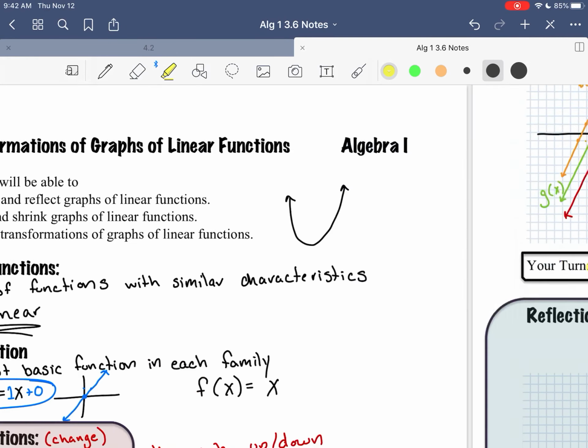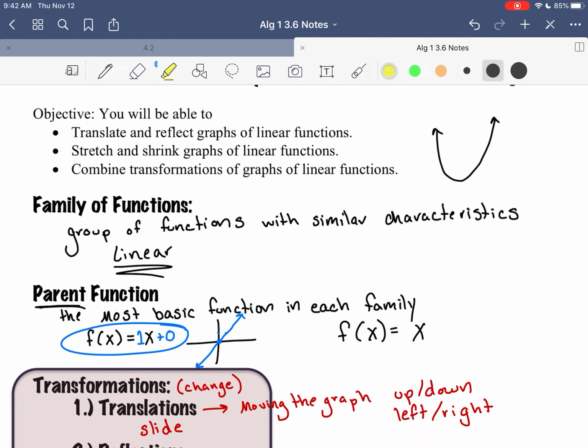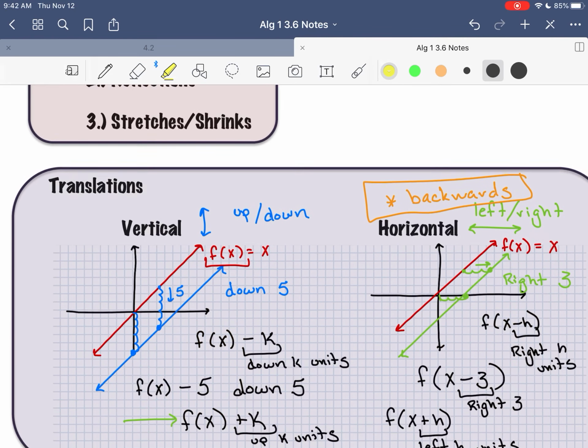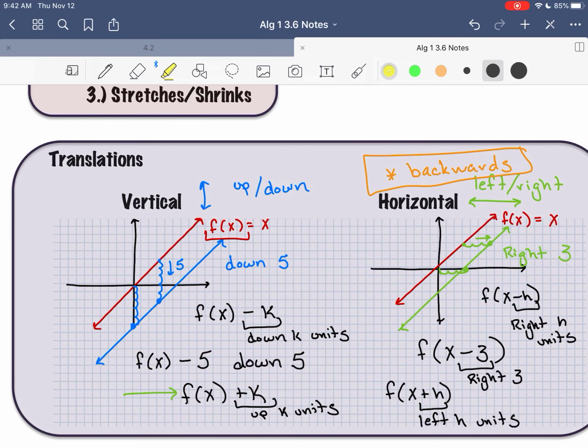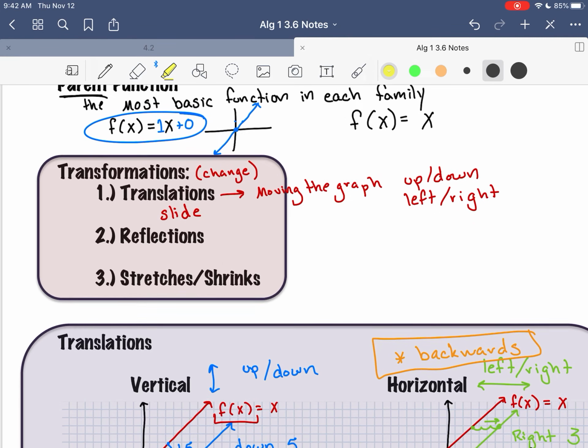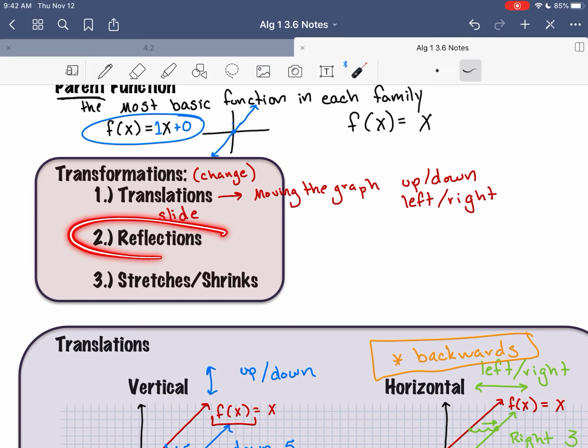All right, 3.6 part 2. So now that we've talked about our family of functions and our parent function, hopefully translations moving up, down, left, and right worked okay. Now we're going to do some reflections. So that's our next one, reflections here.